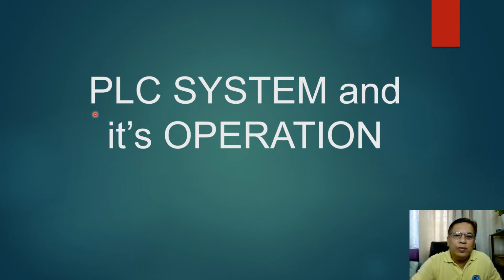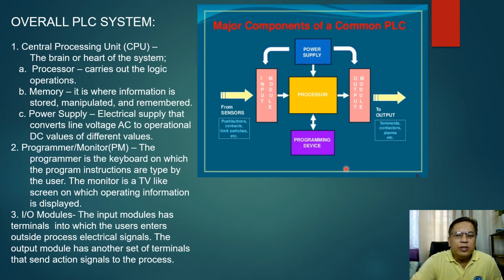Okay, so we go now to PLC systems and its operation. So we have here the major components of your PLC, no? We have your processor, your power supply, the PMs or programming device, then you have the input module, the output modules, and so on. Okay, so what are the functions of each of the components?